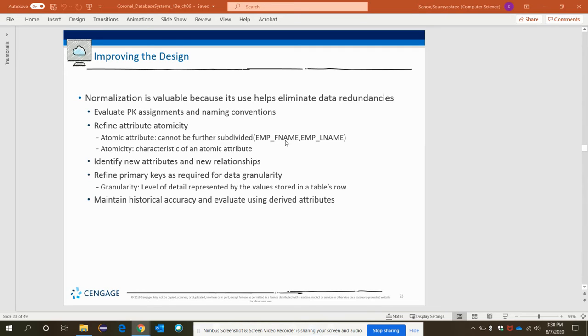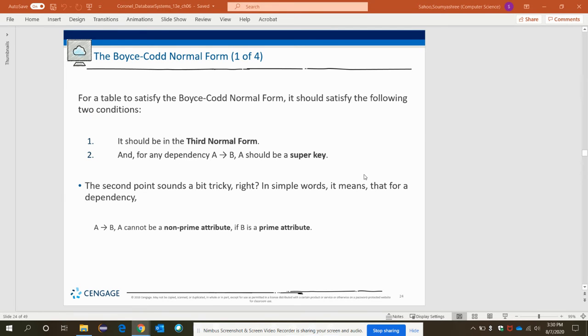Then, while deciding primary keys, we also need to explain in detail how we are defining the primary keys. That's all. Let's move on to the Boyce-Codd normal form, or BCNF. What are the rules of BCNF that we have to be sure about? First, it should be in the third normal form, and for each and every functional dependency in the relation, A should be a super key, not a primary key. It should be a super key.